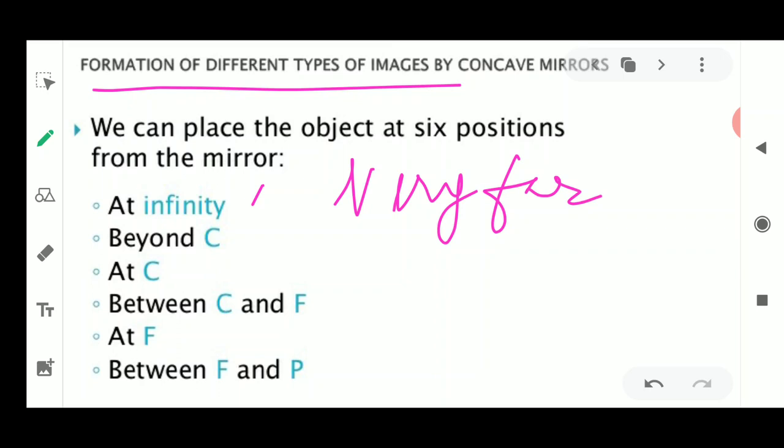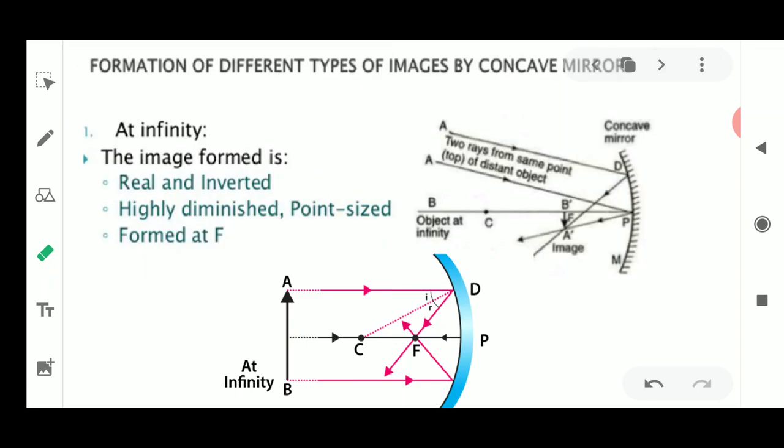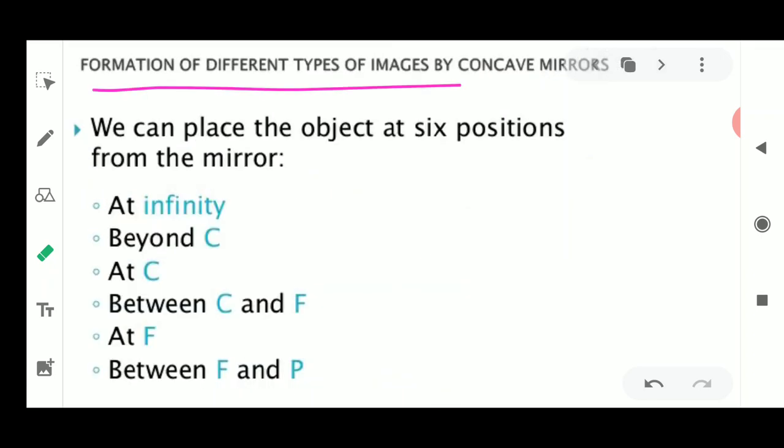The next position of the object could be beyond C. Now you should just remember the way by which we are making this. We are going to draw the ray diagram in the same manner to show where these objects should be placed. So I will draw a ray diagram here, and you should recall the positions where the object might be kept. This is the center of the sphere, which is the center of curvature. This is the pole, written as P, and in between the center of curvature and pole is the focus, which is denoted by F.